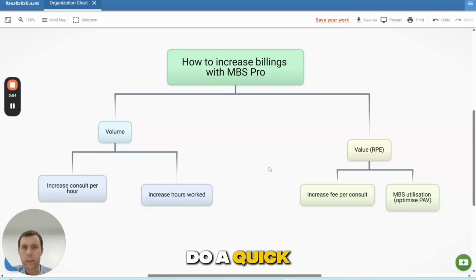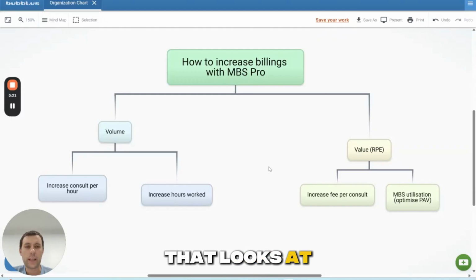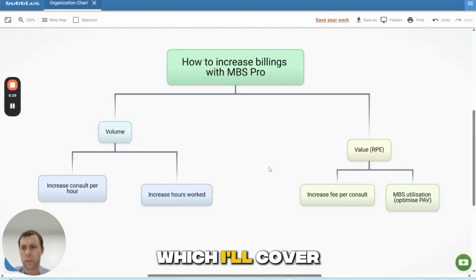Just want to do a quick little video on a conceptual framework that you might use in the context of increasing your billings. So this is in the context of using MBS Pro, which I'll show you how we do with this framework in terms of our waiting room, which is a really helpful tool that looks at patients and their billing history, as well as codes that potentially could be billed based on a number of different factors, which I'll cover in a second.